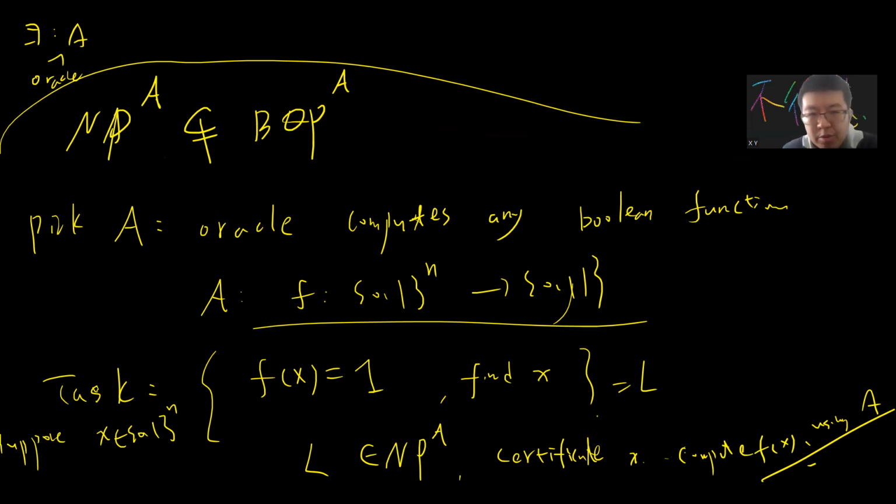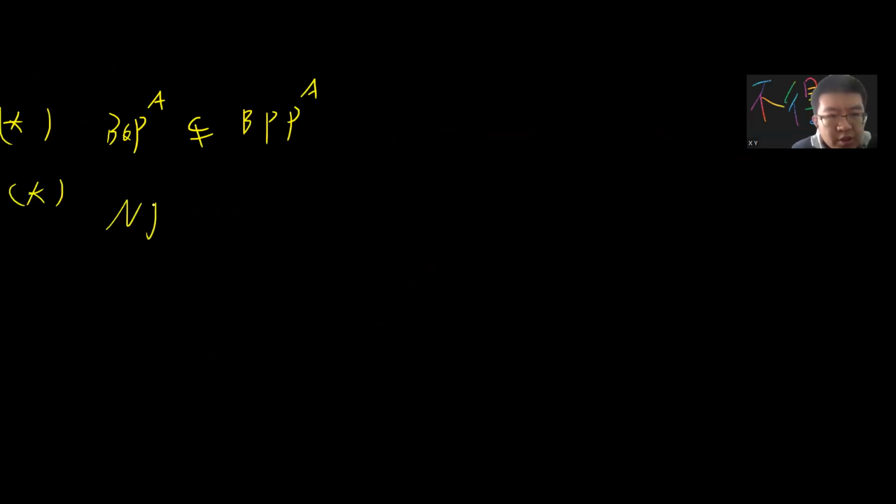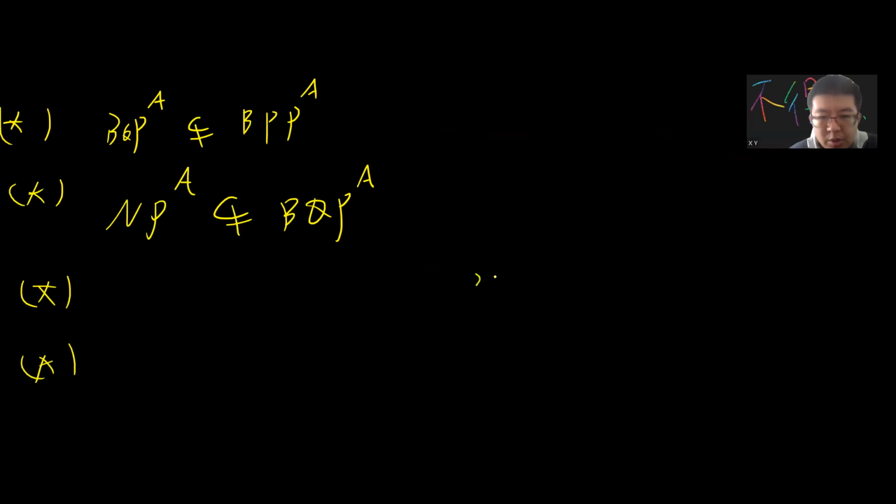But in this video, I just want to say this. Now we have these two facts, which I think were proved 30 years ago and are not difficult: BQP^A different from BPP^A, and NP^A different from BQP^A. The other two results, I think one is from 2000 and one is from 2020. One can actually prove that BQP can be separated from MA.